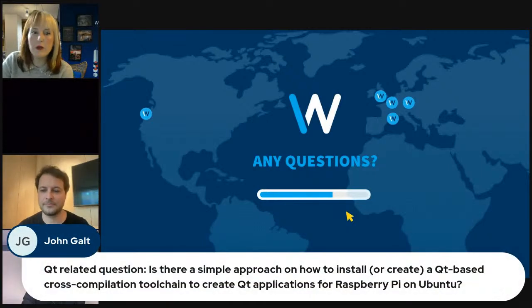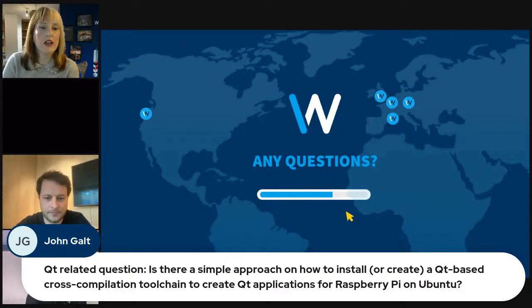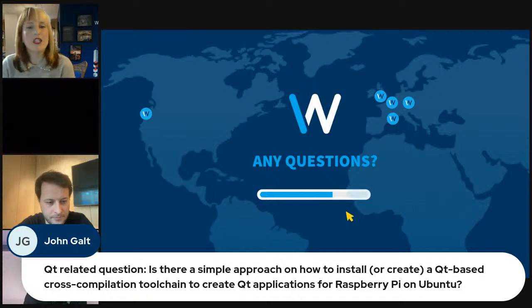We have another one from John, who is asking a Qt-related question: is there a simple approach on how to install or create a Qt-based cross-compilation toolchain to create Qt applications for Raspberry Pi on Ubuntu?